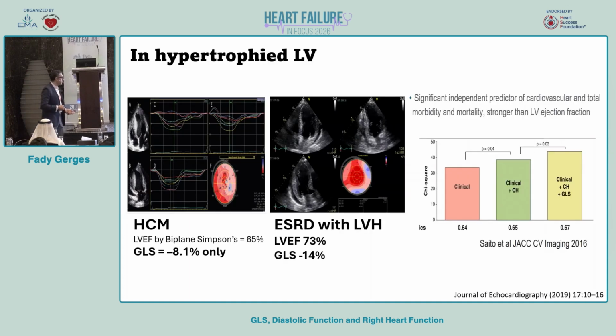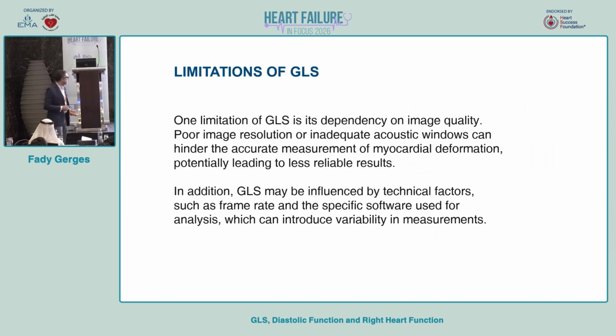LV hypertrophy. Patients who have end-stage renal disease with LVH, HOCM, you can see the ejection fraction is perfectly normal, 65, 73. GLS is depressed. So do not rely in these patients only on the ejection fraction by M-mode and symptom, or even by your eyeball.